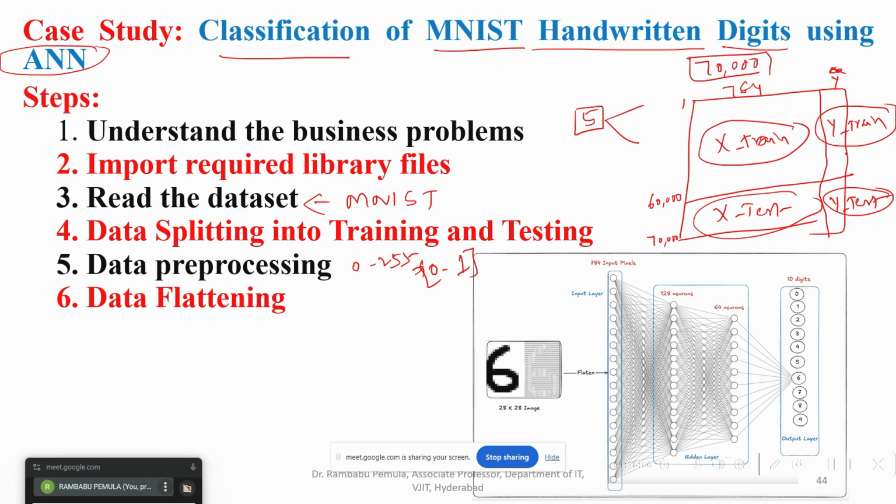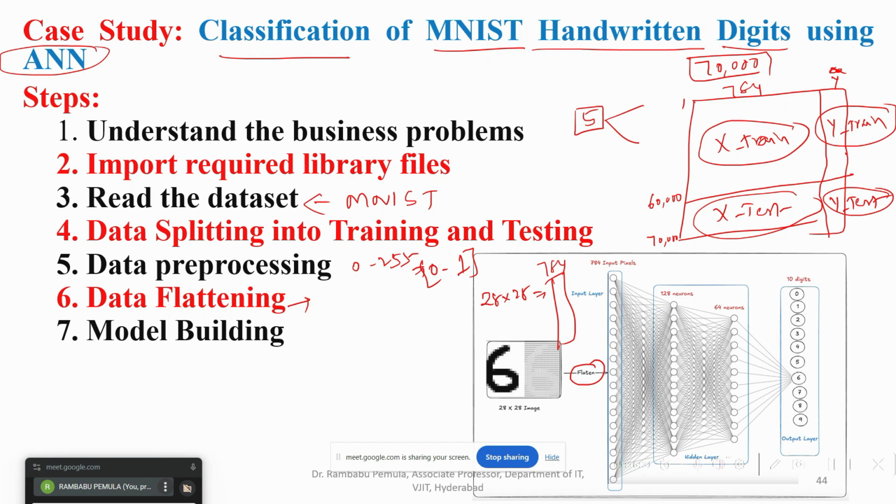After performing the pre-processing, the next step is called flattening. What do you mean by flattening? Flattening is nothing but converting all the 28 by 28 pixel values into a single vector. All the 784 features into a single vector is called data flattening.